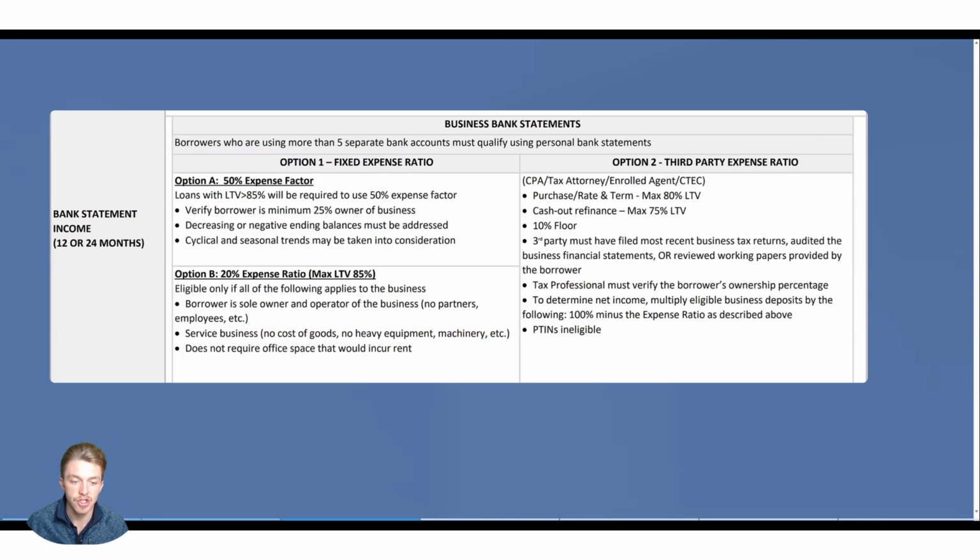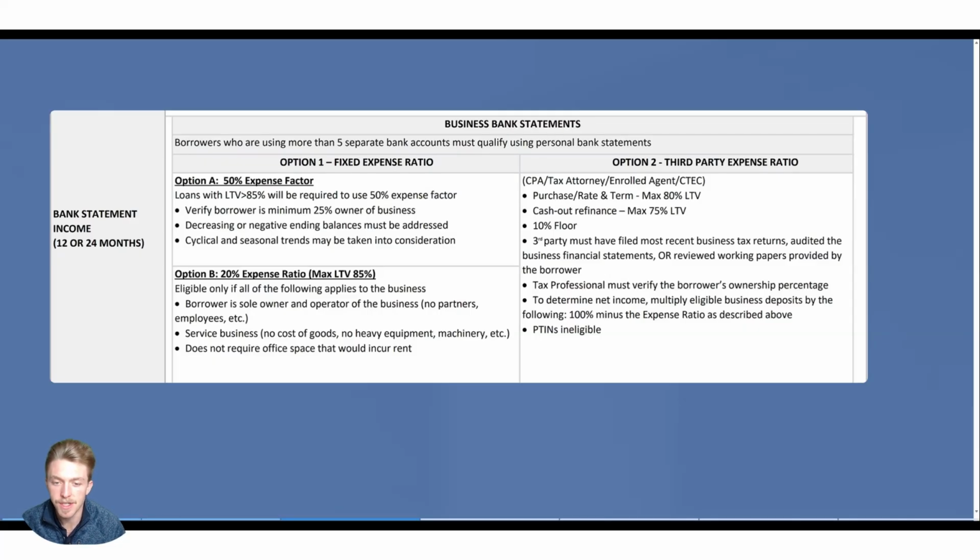It's typically for service businesses out there. So you have no cost of goods, no heavy equipment or machinery, and your business does not require office space that would incur rent. People that own roofing companies, do plumbing work, electricians out there that own their business, this is a perfect business for you to utilize a 20% expense ratio.